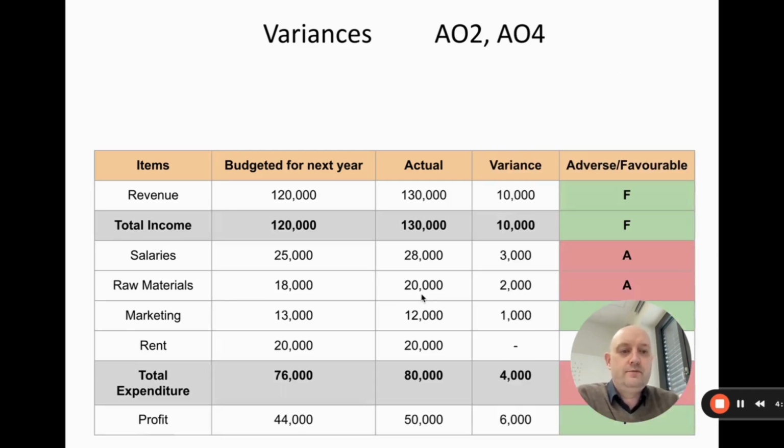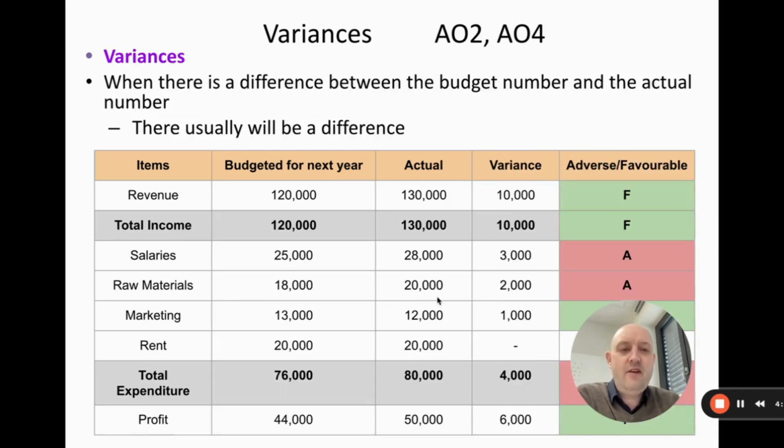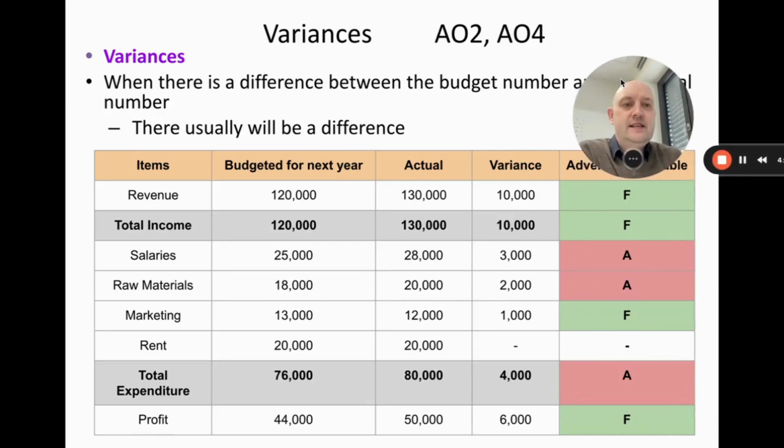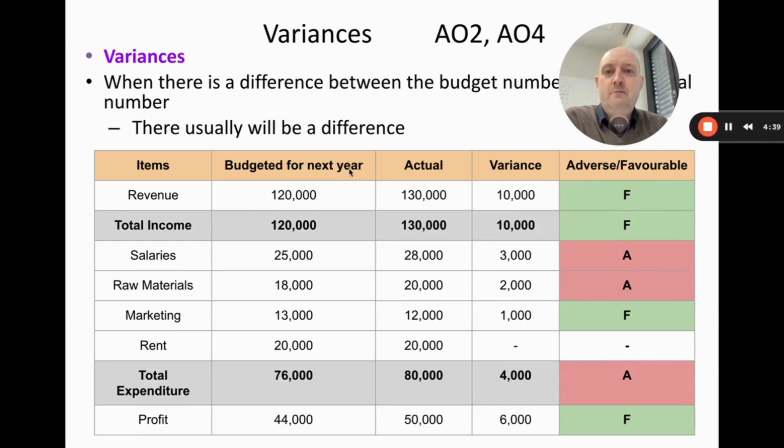Then what we can do is we can calculate variances. Now, variances, like I said, is when we have a difference between the budget and the actual number. So with the revenue, we budgeted 120, the actual was 130. So the variance is just the absolute difference between these two numbers. So we can just do 130 minus 120,000 gives us 10,000.